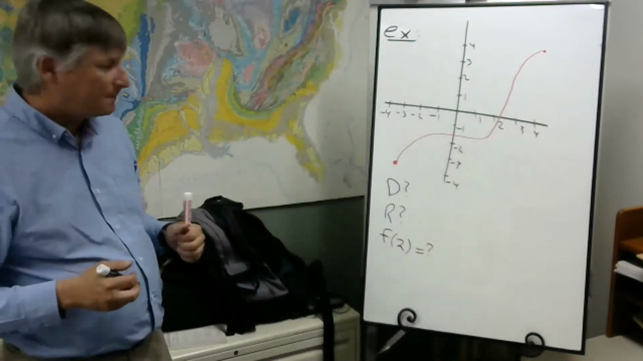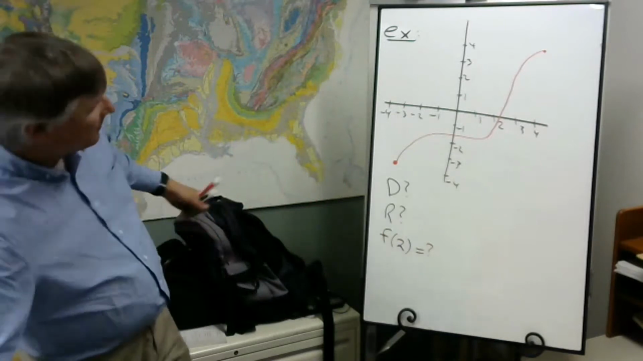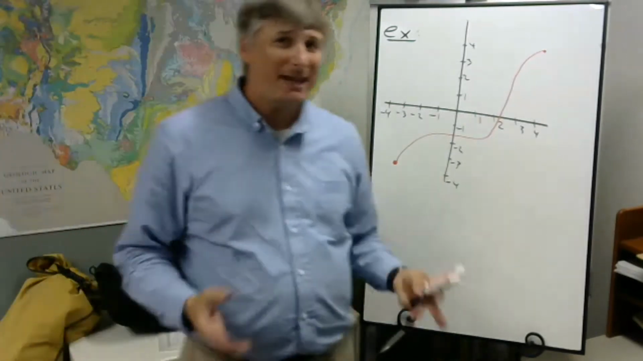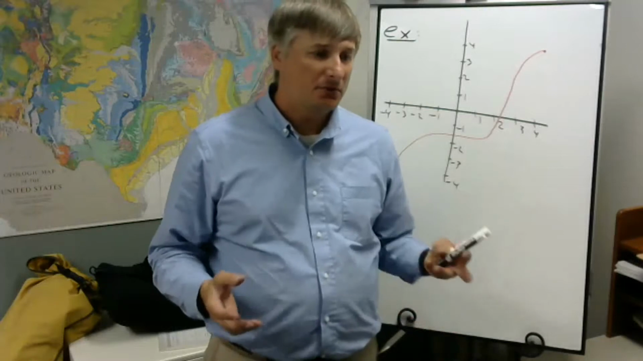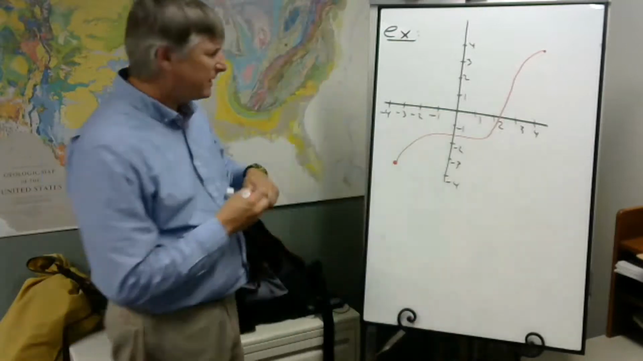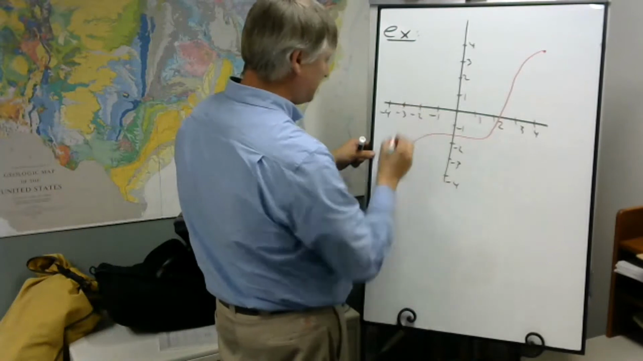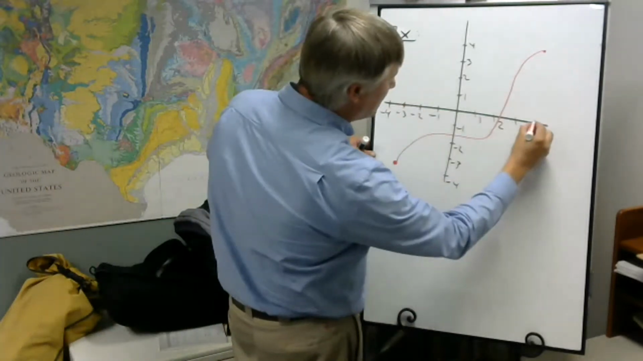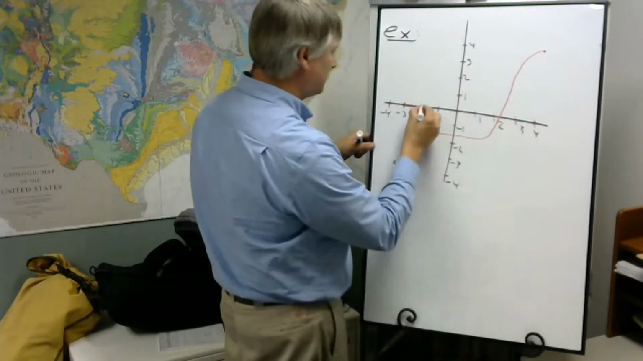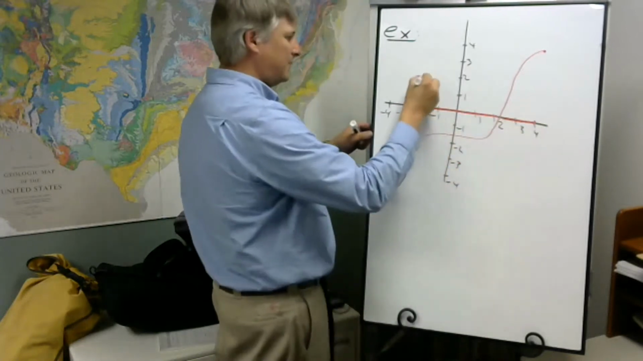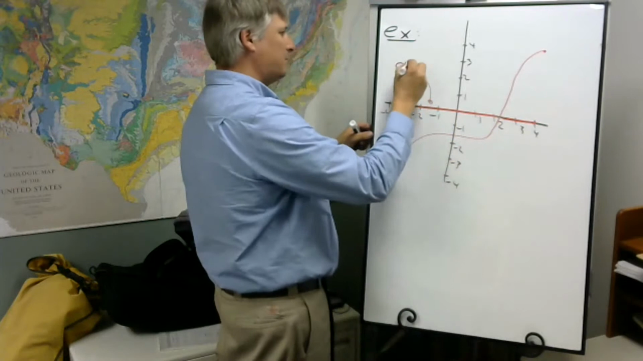Well, first off, the domain. Well, the domain is where along the x-axis this function exists. So if we take a look at it, it's starting at x is -3, and it's ending at x is 4. So this here would be the domain.